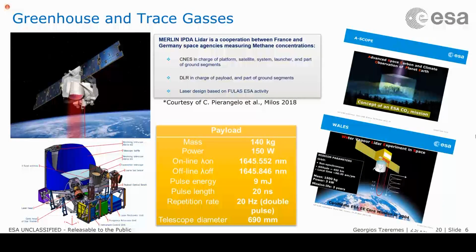In conjunction to the previous field, we have the greenhouse and trace gases. These were already mentioned by Adolfo. We have methane and CO2, which are quite critical, and we would like to be able to measure from space. On the right side, you see a joint CNES DLR mission, which is the MERLIN IPDA LIDAR, which is planning to measure with an IPDA technology the methane concentrations from space.